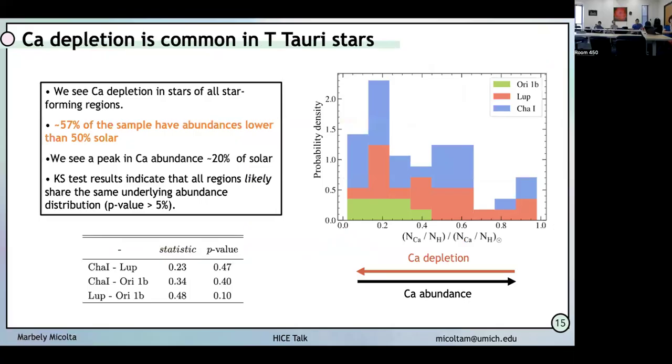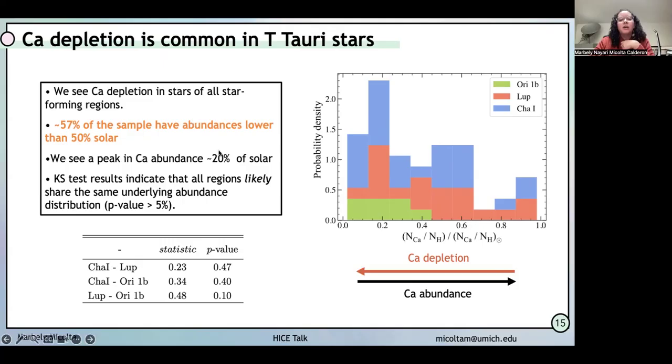So for the results that we found, we see the depletion in a lot of stars. It actually seems that it's very common, and we find 57% of the sample have abundance lower than 50% of solar, which is beyond the point where you can say it's an initial process or outcome.